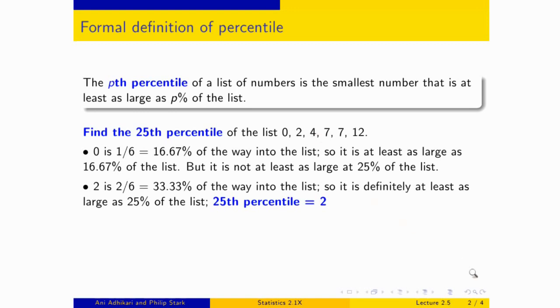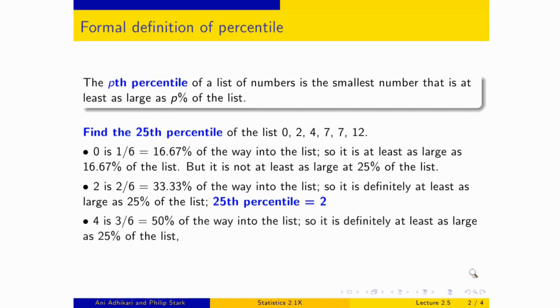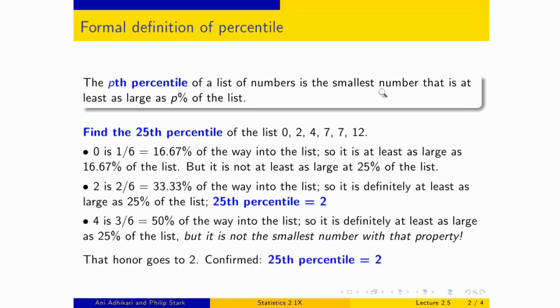This number is where on the list? It is exactly halfway through the list. 3 out of 6 of the entries. It's the 3rd out of 6 entries, 50% of the way into the list. So it is as large or more as 25% of the list, but it is not the smallest number about which you can say that. It got beaten by 2. We said that about 2 already, and so because the definition requires the smallest number, 2 wins.